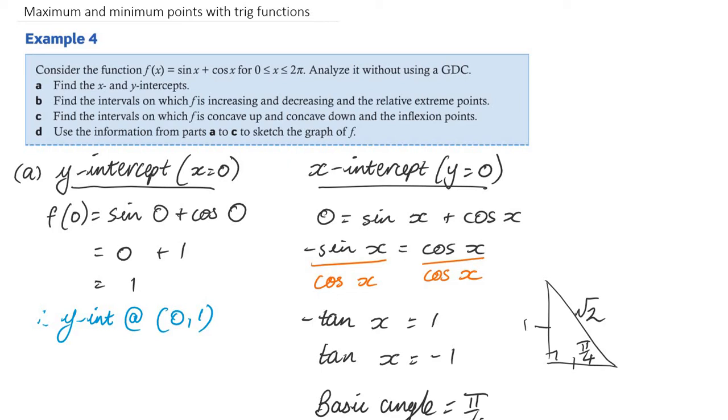So all I'm doing is substituting in 0 into sine of x and cos of x, and using my knowledge of the unit circle, when x is 0, at this point my sine value is 0, the y coordinate, my cos value is 1, the x coordinate. So that's all I've done there. That gives me a y-intercept of (0, 1).